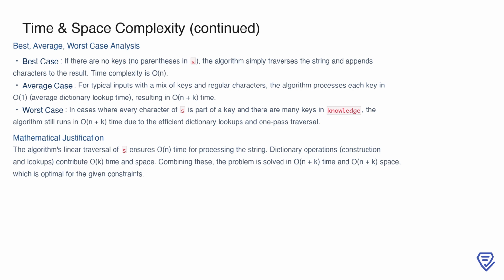In the worst case, where every character of s is part of a key and the knowledge list contains many entries, the algorithm continues to operate within O(n + k) time, as the dictionary ensures constant time lookups and the traversal remains linear. Mathematically, the linear traversal of s contributes O(n), while dictionary construction and lookups add O(k). Together, the time complexity of O(n + k) and space complexity of O(n + k) remain optimal, even under the most demanding inputs.